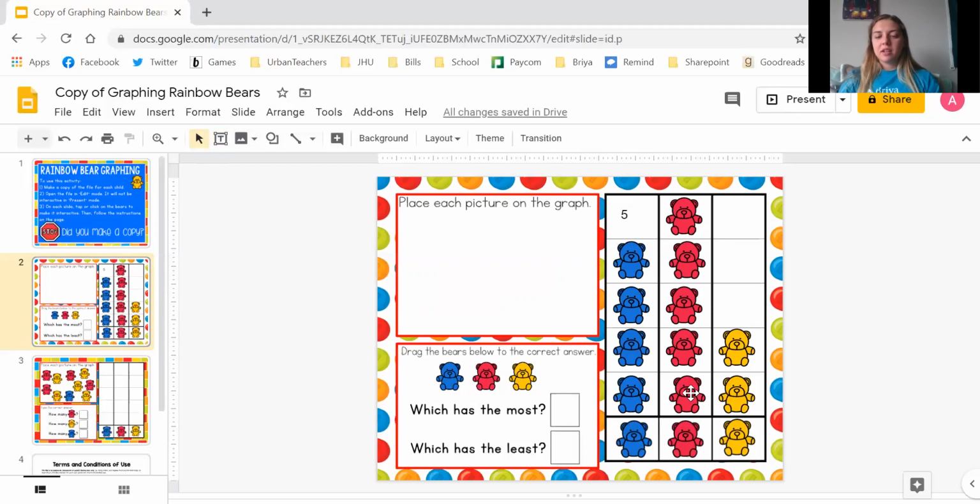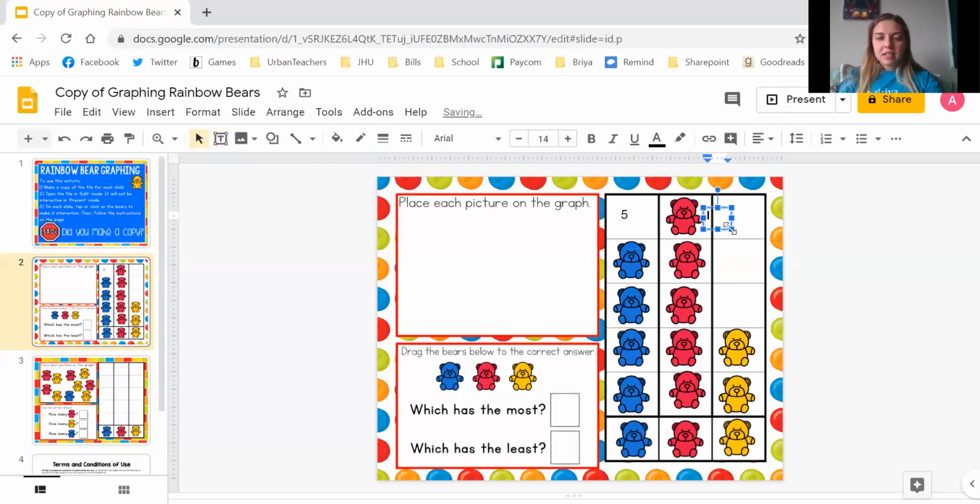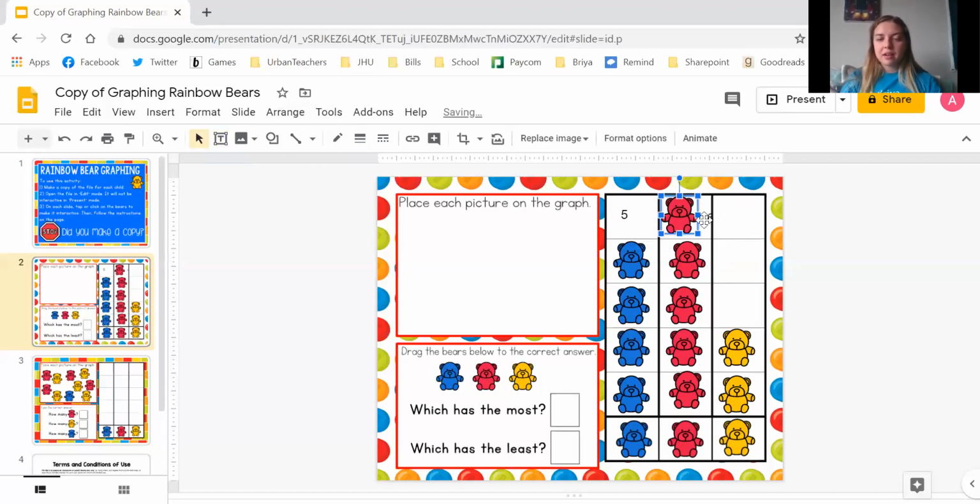1, 2, 3, 4, 5, 6. There are 6 red bears. Nice counting, friends. 6. So I will write that. So we know that there's 6 red bears. How many blue bears did we find? 5 blue bears, 6 red bears.